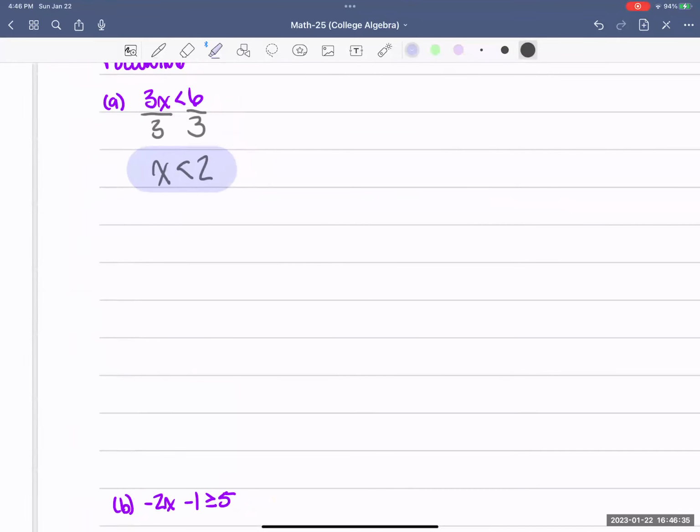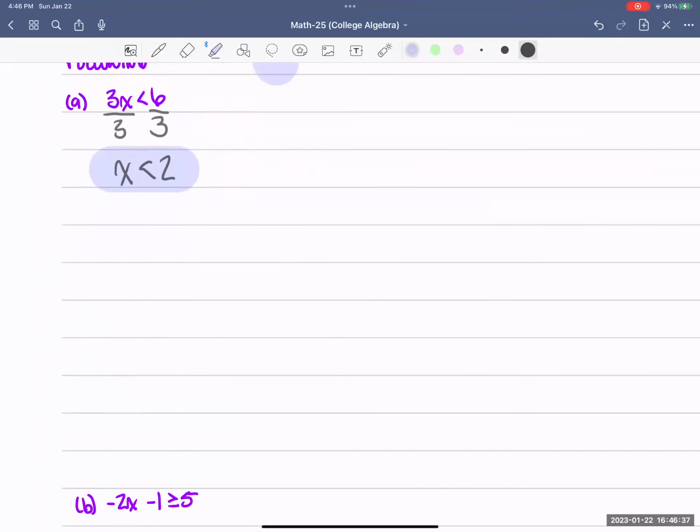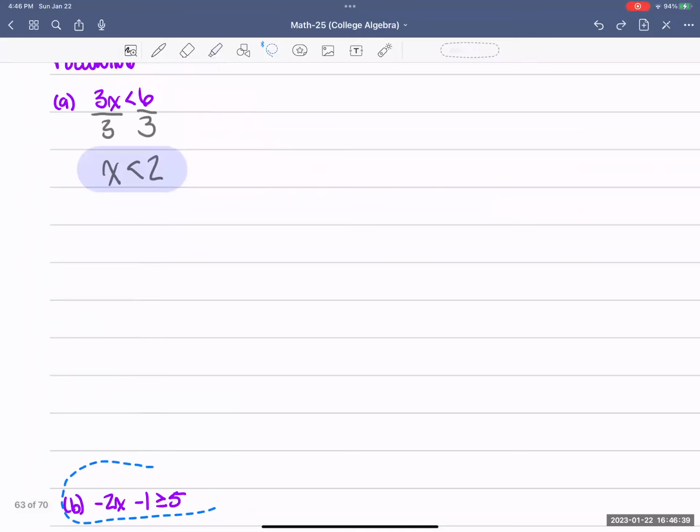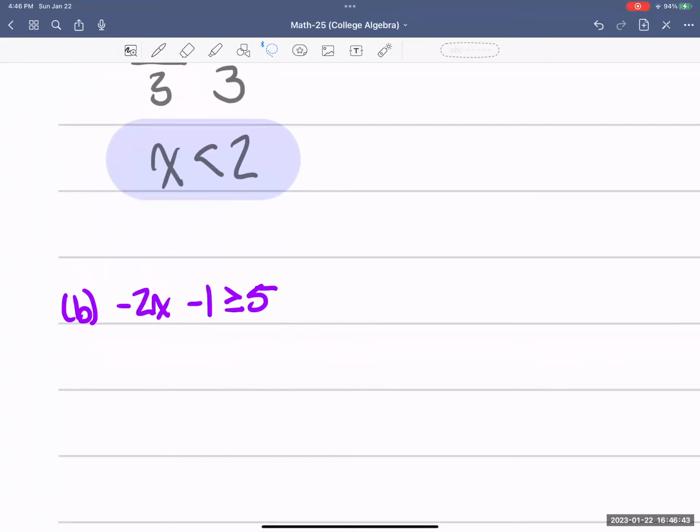Moving on to B. We're trying to get x by itself. So we're going to get the term with x by itself, just as if this were an equation instead of an inequality. So adding 1 to both sides, negative 2x greater than or equal to 6.